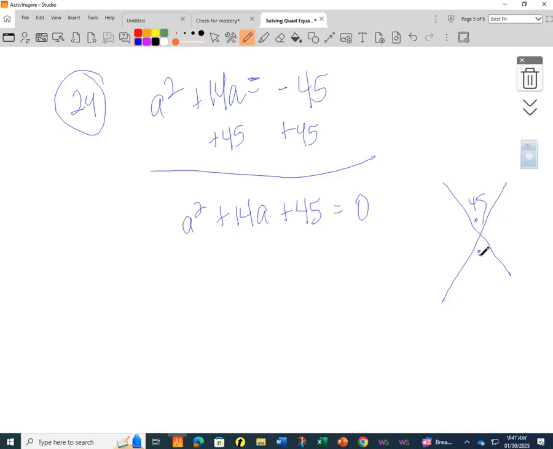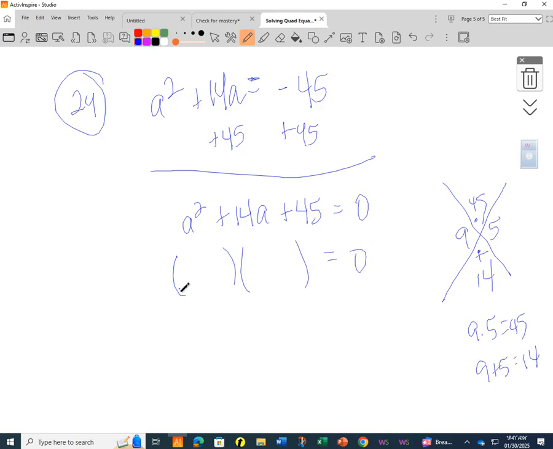I need to add to what, Anson? 14, very good. So what factors of 45, when you add them together, will equal 14? 9 and 5 is exactly right. So 9 times 5 equals 45, and 9 plus 5 equals 14. So now we learned that when you factor this form of a trinomial, it factors into 2 factors.